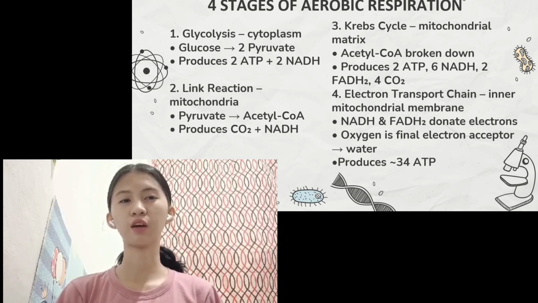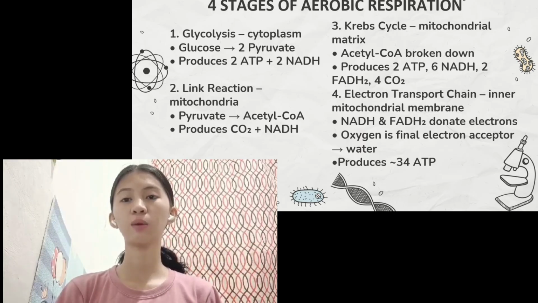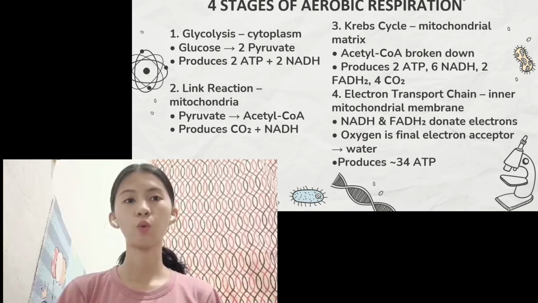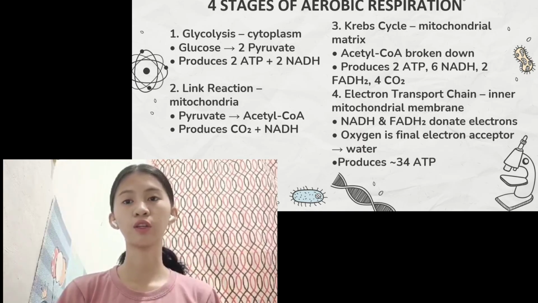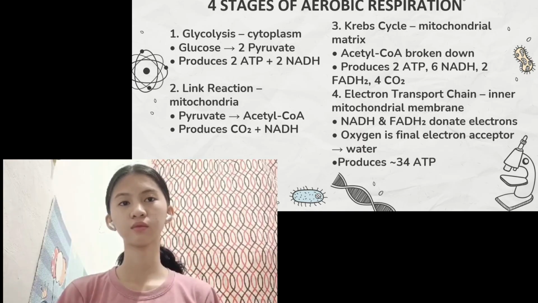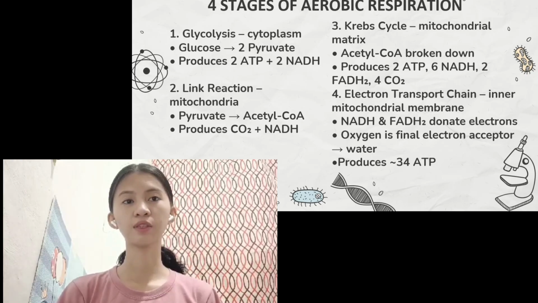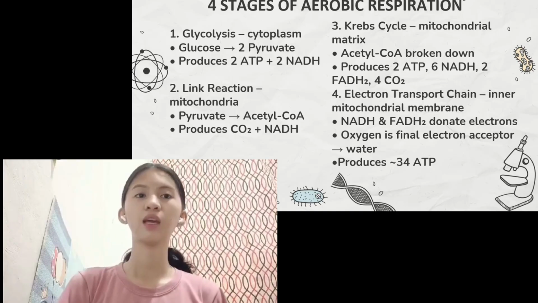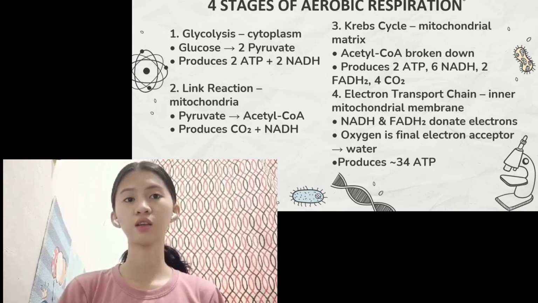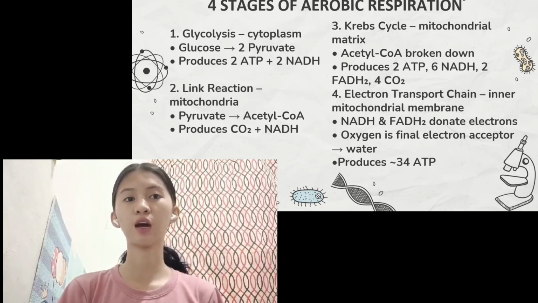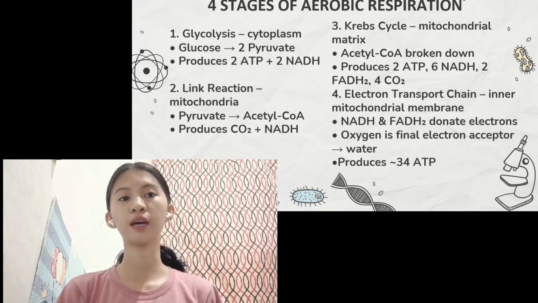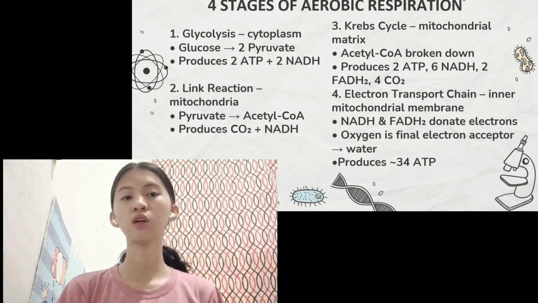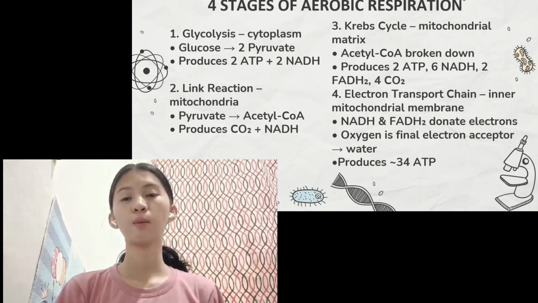The pyruvate from glycolysis is converted into a molecule called acetyl-CoA, which is the entry point for the next cycle. Next, the Krebs cycle, located in the mitochondrial matrix. In this stage, acetyl-CoA is broken down further, releasing carbon dioxide and transferring high-energy electrons to special carrier molecules.